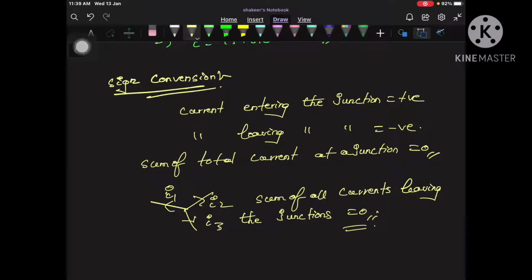Because if some current should leave this junction, then it means that current should be produced at that junction, but charge can neither be created nor destroyed. So at this point I cannot produce any charge. So finally, current leaving the junction should be equal to 0. It also means that some of the current is leaving the junction and some of the current is entering the junction.